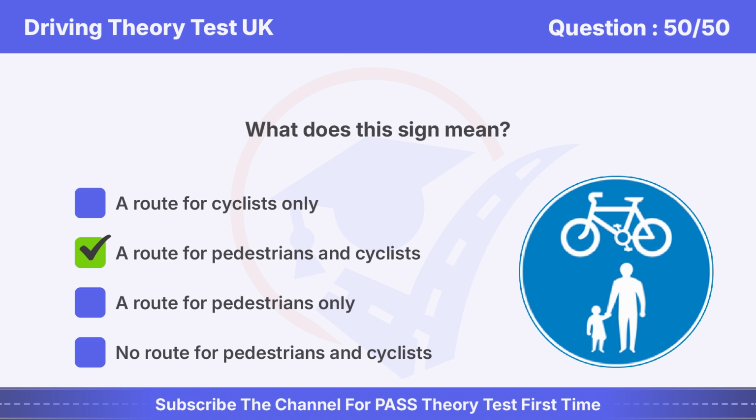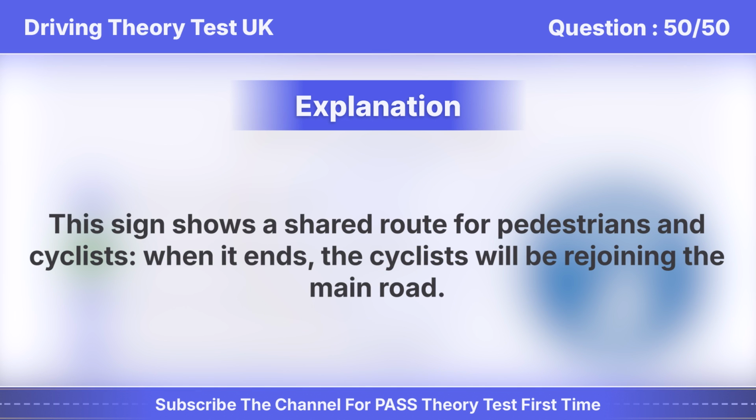Answer is B. A route for pedestrians and cyclists. This sign shows a shared route for pedestrians and cyclists. When it ends, the cyclist will be rejoining the main road.